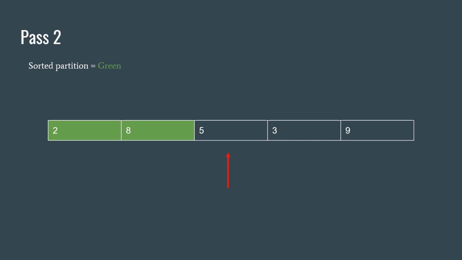Next is 5, and we can see that it is out of place. We know it should be after 2, so we swap it with 8. Now our first 3 elements are sorted.